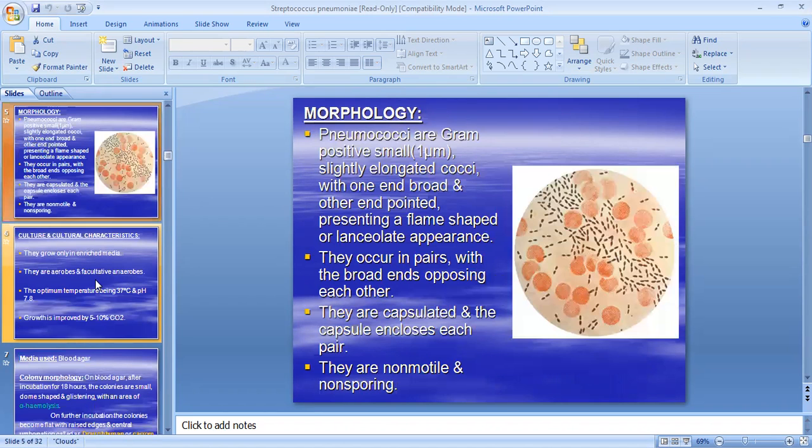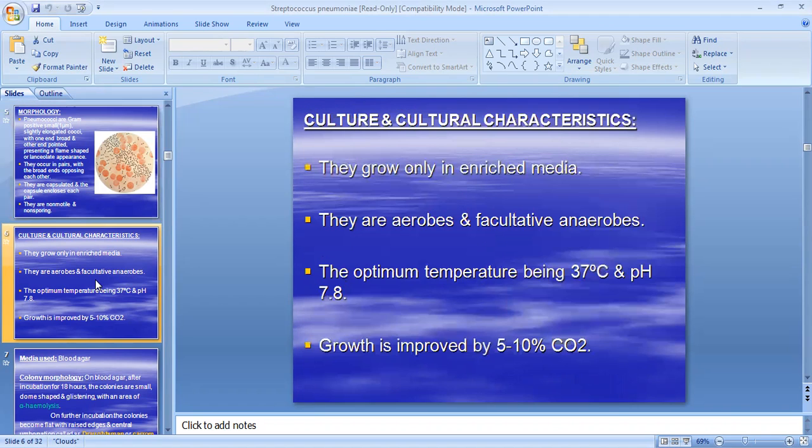of the human being. On morphology, pneumococci are gram-positive, small, slightly elongated cocci with one end broad and the other end pointed, representing a flame-shaped or lanceolate appearance. They appear in pairs with the broad ends opposing each other. They are capsulated and the capsule encloses each pair. They are non-motile and non-sporing.